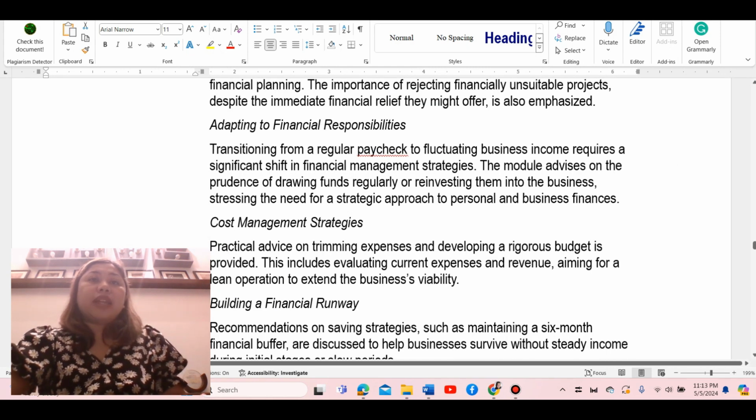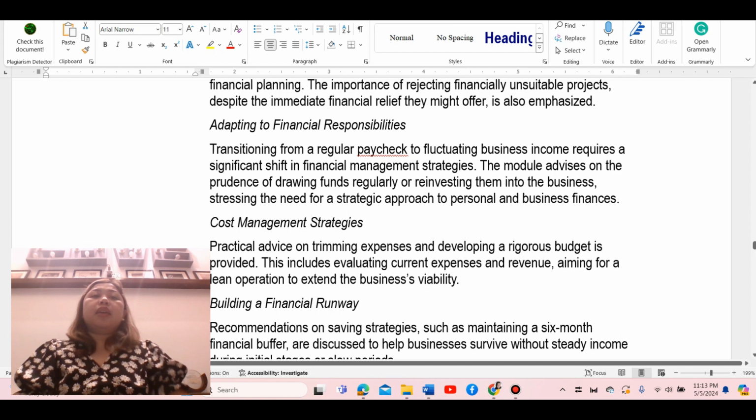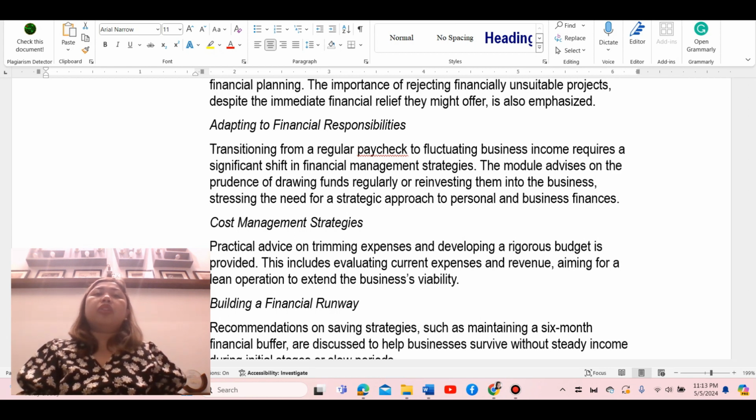Third, adapting to financial responsibilities. Transitioning from a regular paycheck to fluctuating business income requires a significant shift in financial management strategies. The module advises on the prudence of drawing funds regularly or reinvesting them into the business, stressing the need for a strategic approach to personal and business finances.